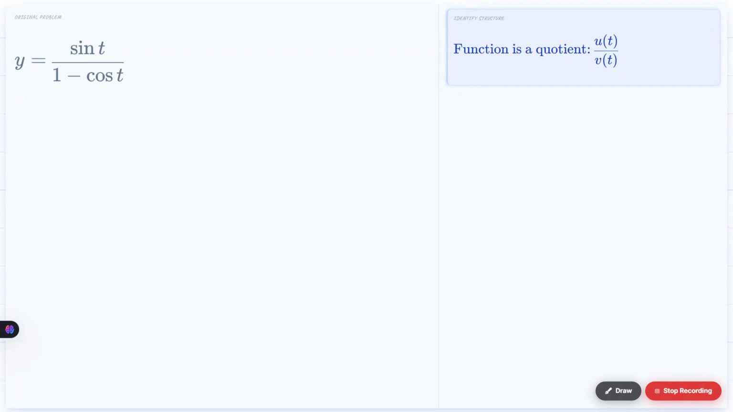We identify that the function is a quotient with sin t on top and 1 minus cos t on bottom. We do this to know how the parts are put together. A fraction shows how two parts relate to each other.